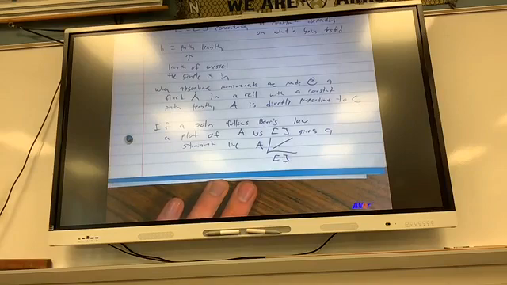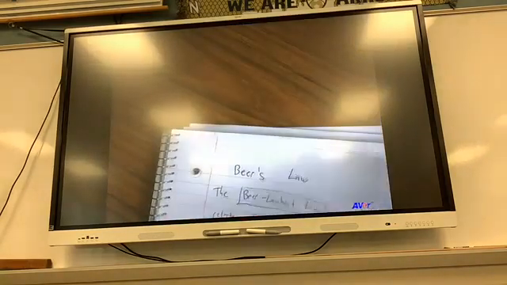Is the sensor just kind of measuring how much reflects and how much absorbs? Exactly. So the sensor is measuring how much light is absorbed by the dye in each dilution. That's what the sensor's measuring. Let me know when I can flip. Good? Okay, we're almost done.